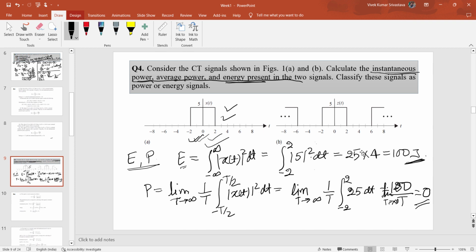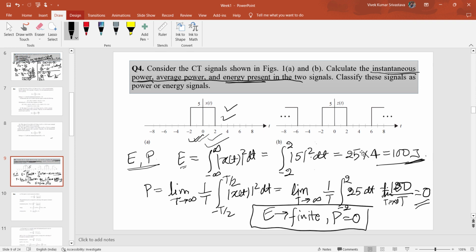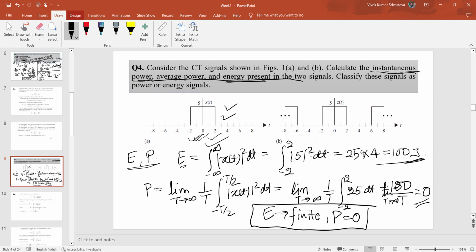So from here we can see that energy is finite here, whereas power is 0 here. So for every signal for which energy is finite and power is 0, we can say that this kind of signal is basically an energy signal. So this basically represents an energy signal.